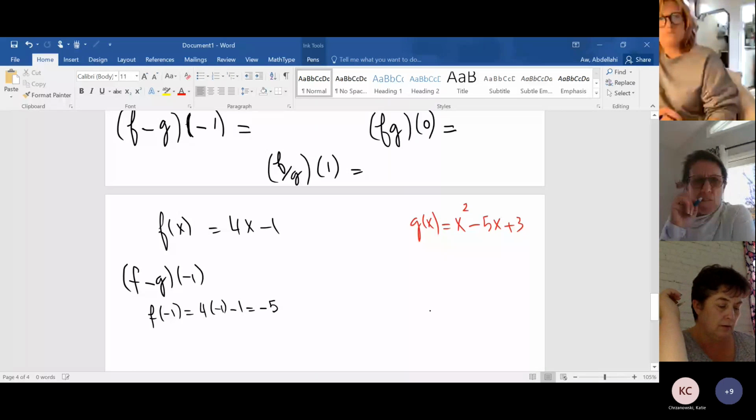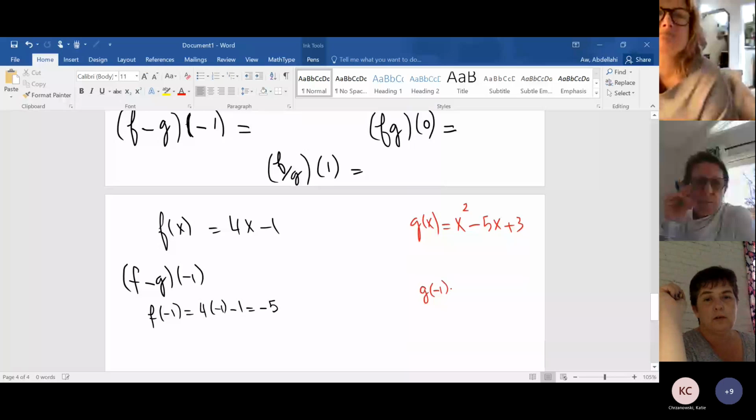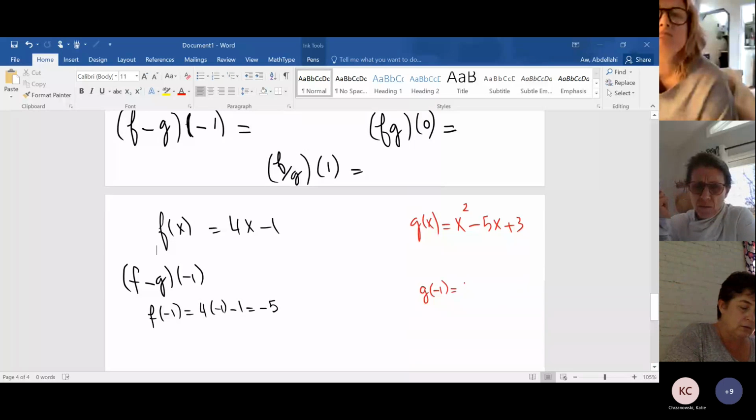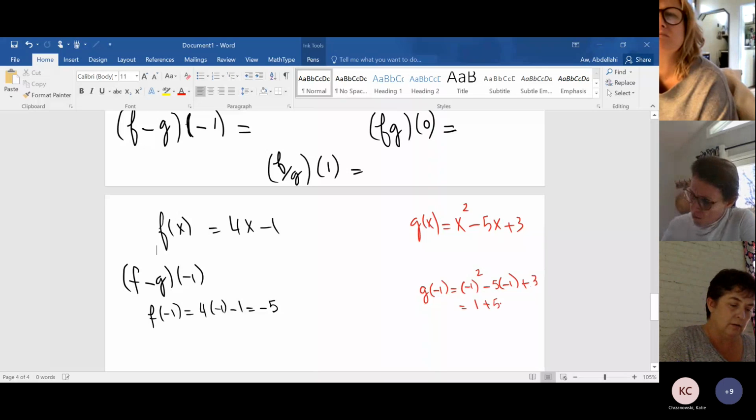Yes, and then what you did next? And then I put g equal -1 squared. Please don't forget to do g of -1, right? G of -1. Okay. Equals, I'm going to write that down. Yes, don't forget to do that. -1 squared minus 5 times -1 plus 3, which equals 9. 1 plus 5 plus 3, which is 9.